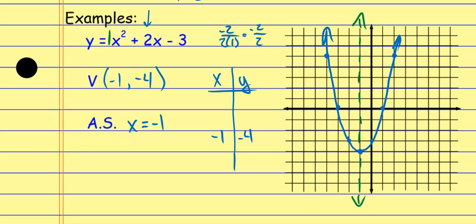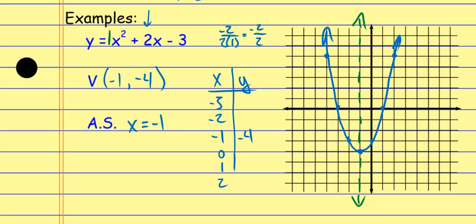Now here's the thing, XY charts seem like they're kind of tough, all right? And they seem like they take a lot of time, but if you already have the vertex, the XY chart's not too bad. And notice I already kind of started an XY chart. I put the vertex at the center. So I pick values around the vertex, like negative 2, like negative 3, like 0, 1, okay? And I can plug these values in, maybe something like 2.